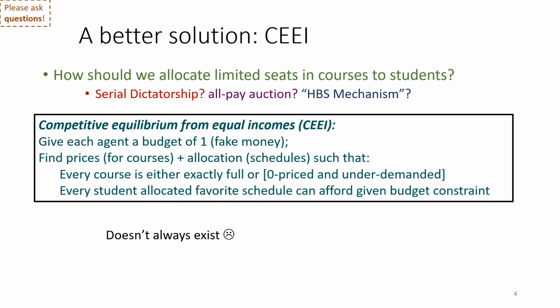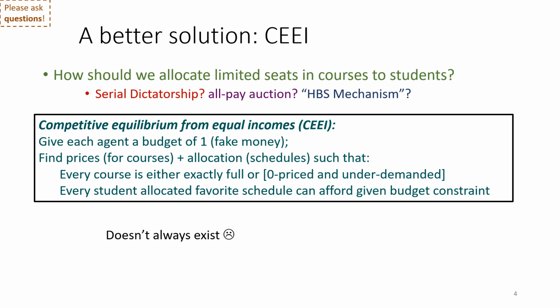Having this input, how should we allocate these limited seats? There are some existing methods for doing this, such as serial dictatorship, bid auction, or the HBS mechanism used by Harvard Business School. All of them suffer from some drawbacks. Some are not fair, some could be manipulated, etc.